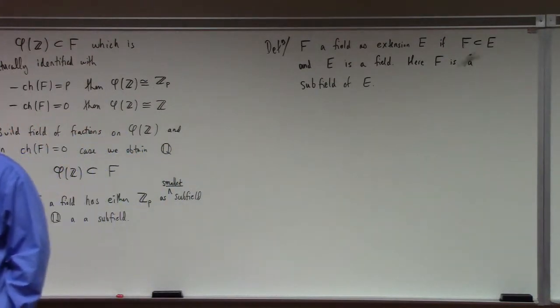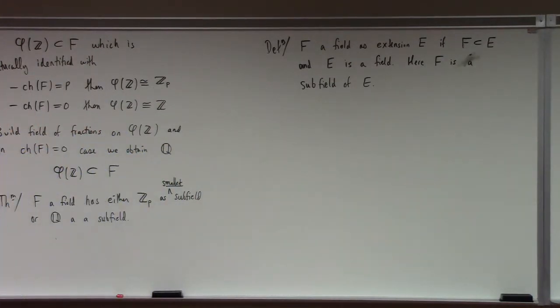The smallest subfield of a given field is the prime subfield. You can't go smaller than that, because 1 will generate back the prime subfield. And if you had a subfield, you have to have 1 in there. And once you've got 1 in there, either it's going to generate Zp or it's going to generate a copy of the rationals up to isomorphism.